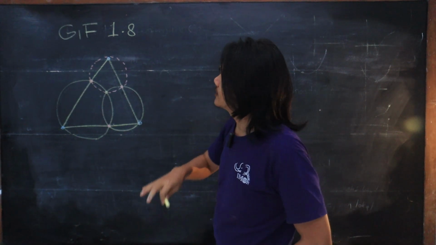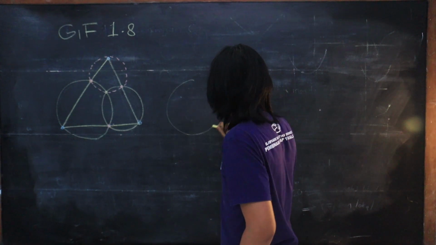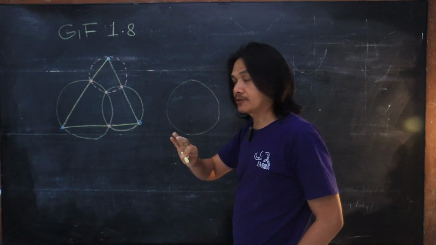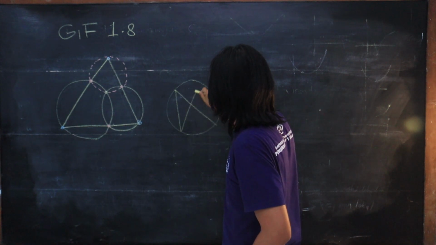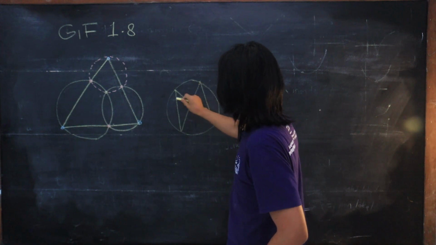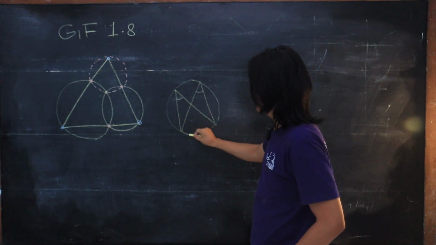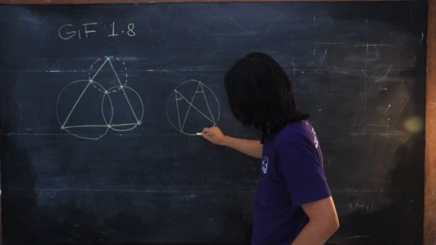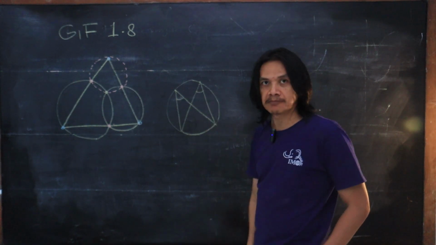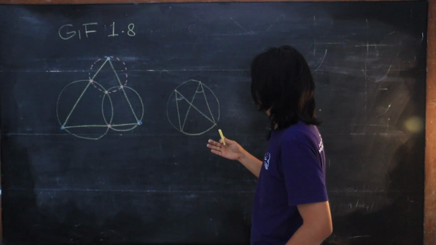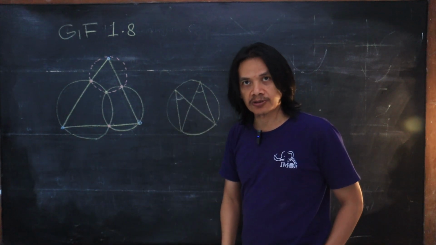Recall that in the previous Geometry in Figures video, we have these 2 following results. The first one is the inscribed angle theorem. If we have 2 angles facing the same arc, then they have the same measure. And then the converse of this statement is also true.